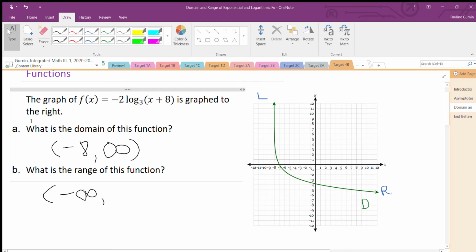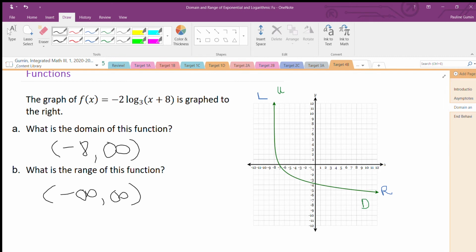Okay, well, let's look at how high does it go? How far up does it go? Well, right here we're going up, and it doesn't look like we're stopping. So our range is from -infinity to +infinity. I know my infinities look like crap. I cannot draw them well. All right.